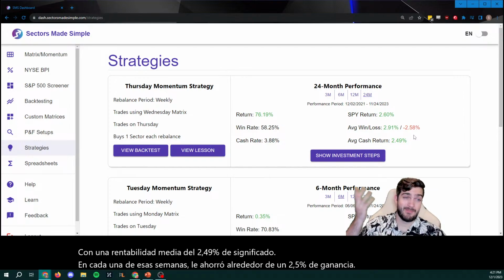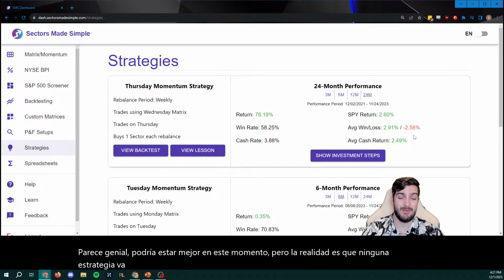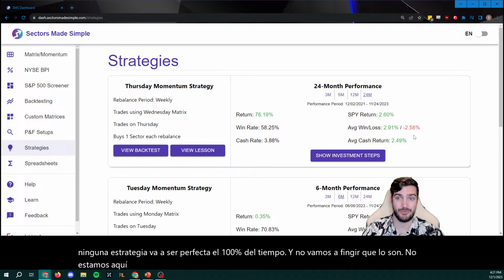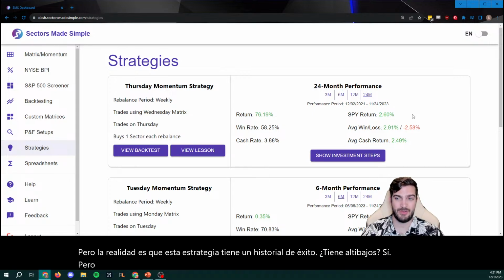Now, seems cool, could be doing better right now, but the reality is, no strategy is going to be perfect 100% of the time, and we're not going to pretend that they are. We're not here to sugarcoat things, we're here to give you the real story. But the reality of it is, this strategy has a track record of success. Does it have ups and downs? Oh yeah. But that's the reality of any strategy.